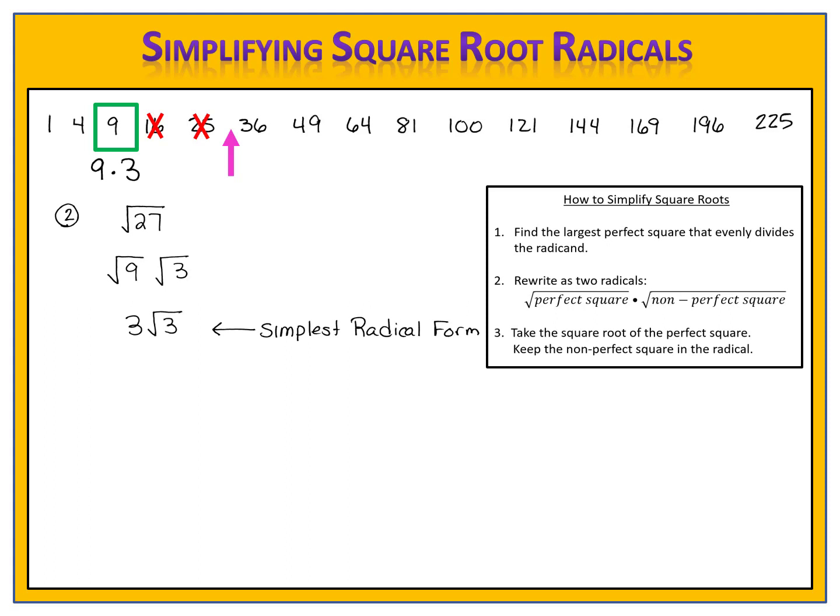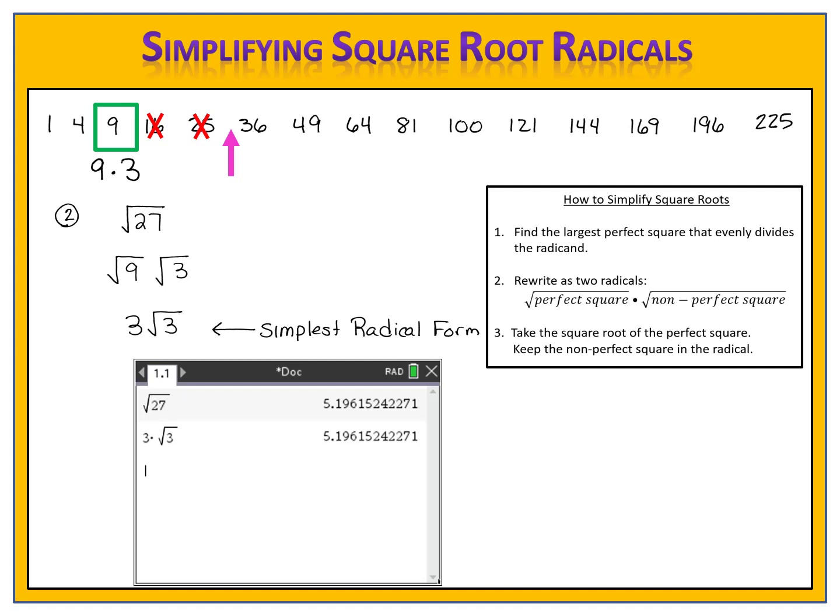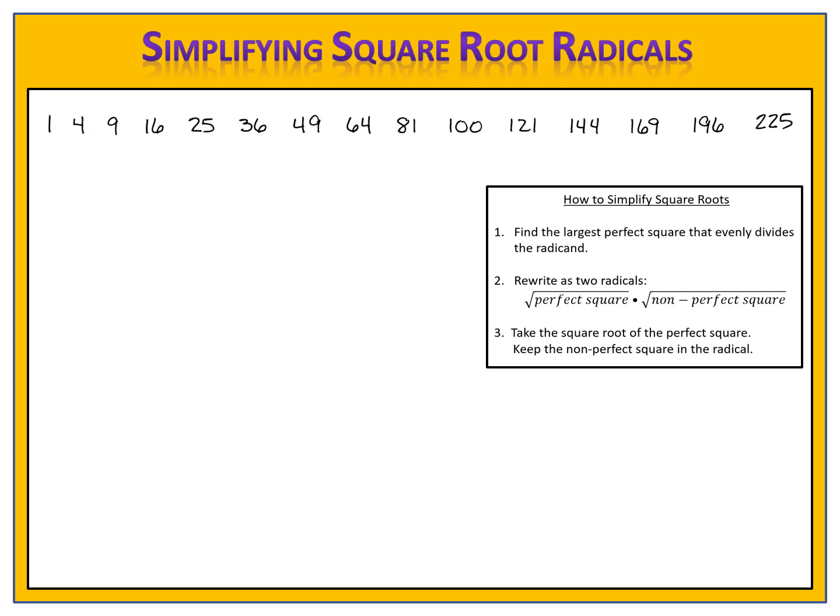Again, we can verify this by looking at our graphing calculator. If we type the square root of 27 and 3 square roots of 3, we see that the decimal approximations are the same. This confirms that the 2 expressions are equivalent. Here's one for you to try. Can you rewrite the square root of 24 in simplest radical form? Please pause the video here and come back when you're ready to check.